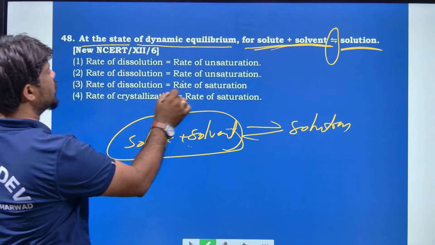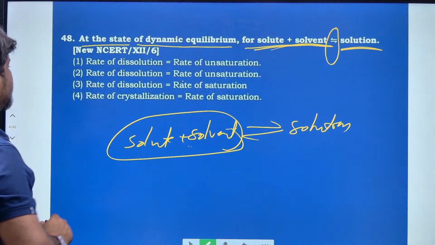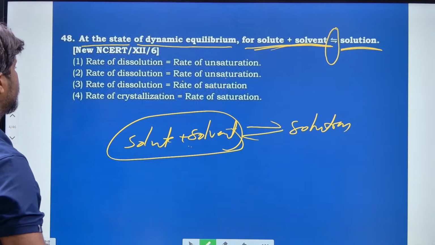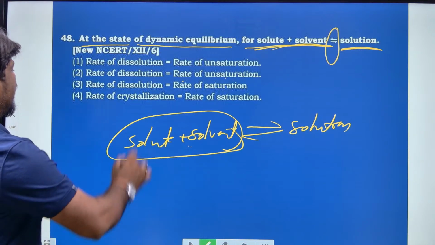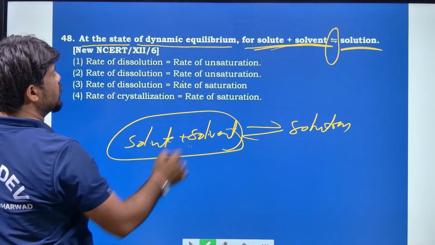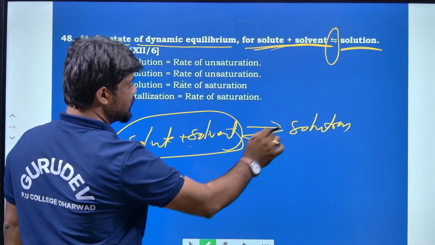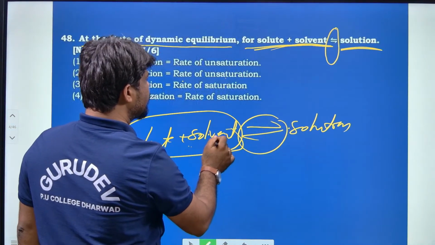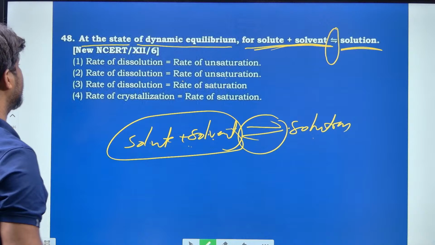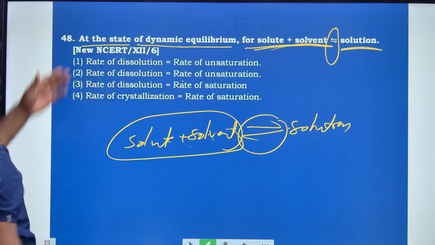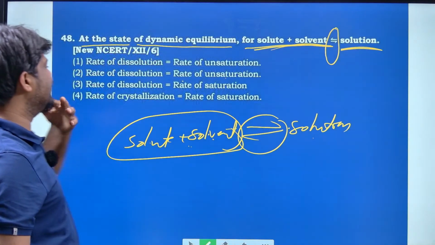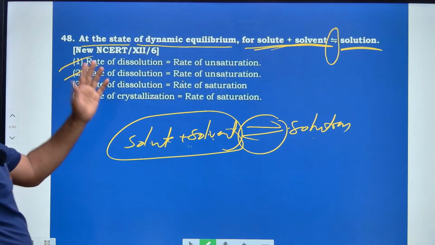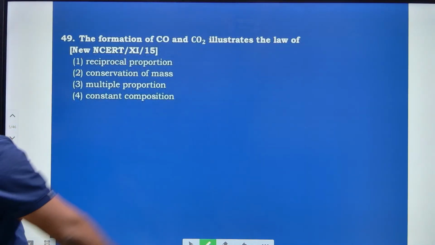The rate of dissolution is equal to the rate of saturation. Then ultimately I will go for the rate of crystallization is equal to the rate of saturation. So which is the right answer here? As the solute goes on dissolving, saturation goes on increasing. At the stage of equilibrium, as the process is reversible, unsaturation takes place. Here both options are right, because both statements are the same. Well, go to the next.